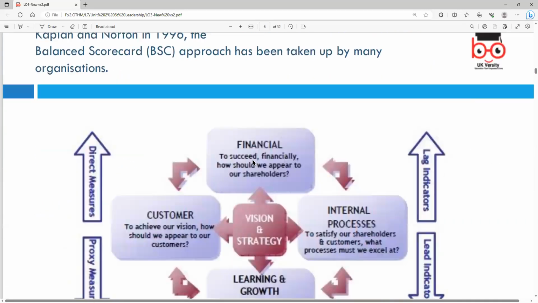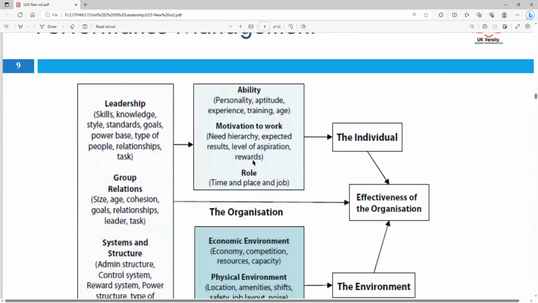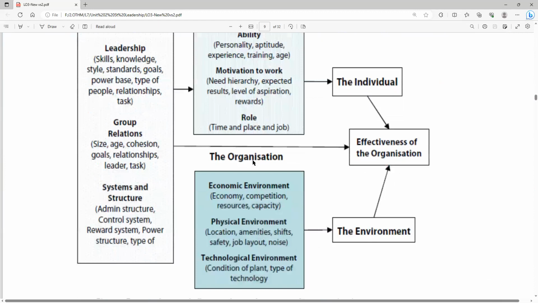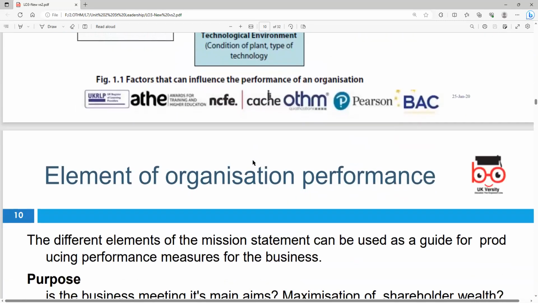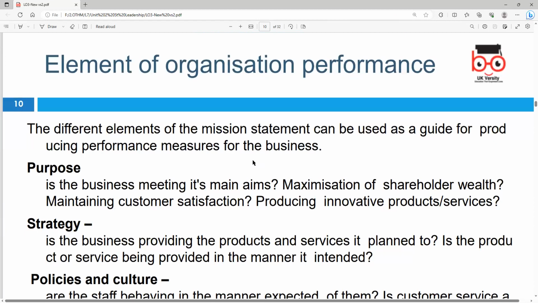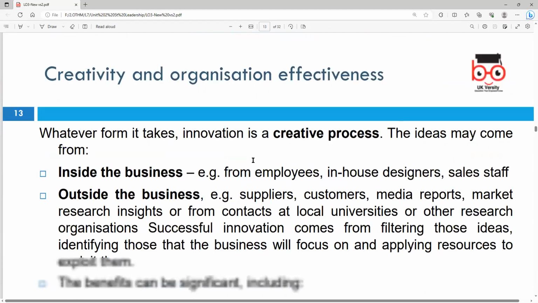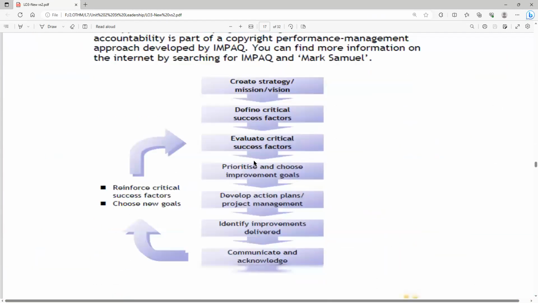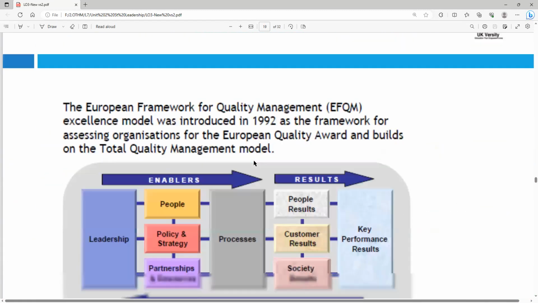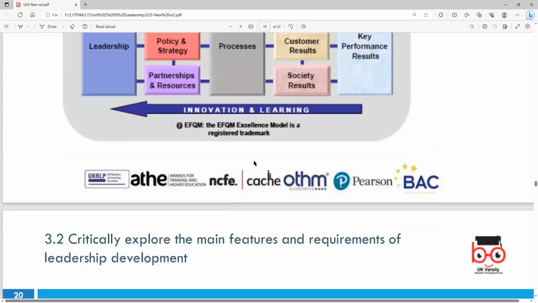We used the balanced scorecard, and we looked at performance measurement using the individual and the effectiveness of organizations, and the external and internal elements of the organization. We looked at the 7S model, as well as the balanced scorecard and critical success factors, and the EFQM model as a part of total quality management.